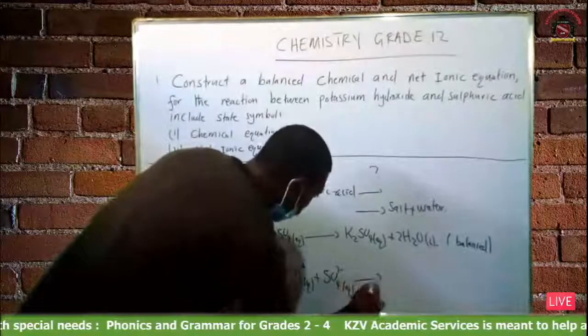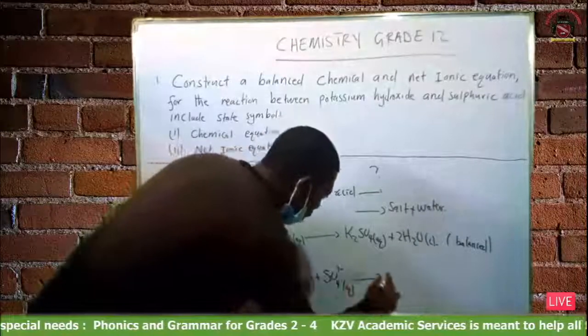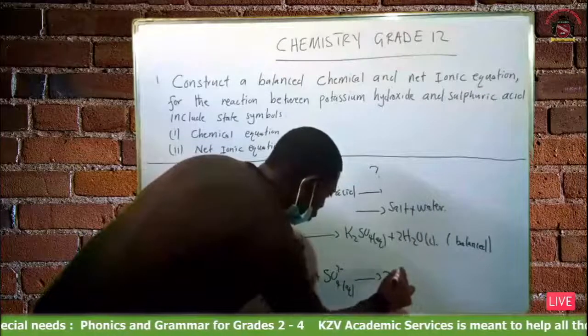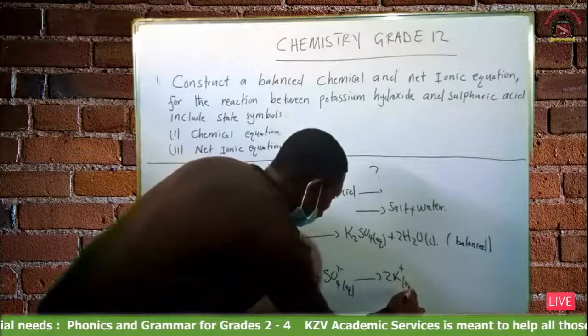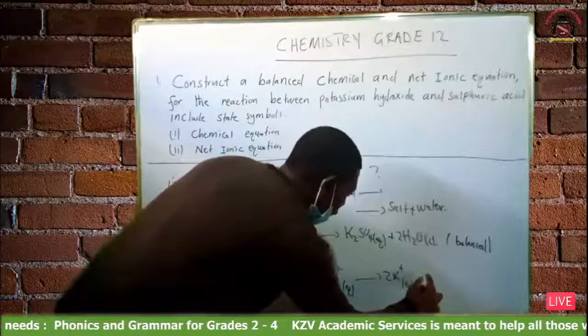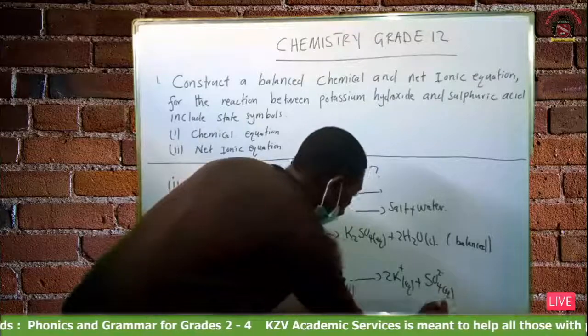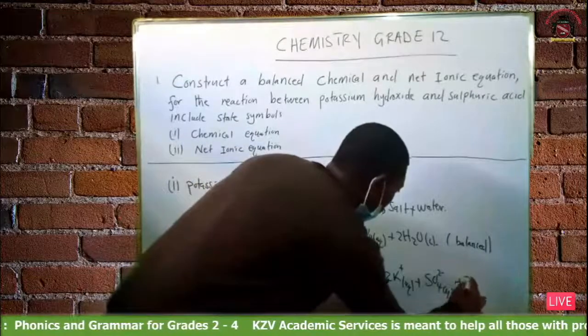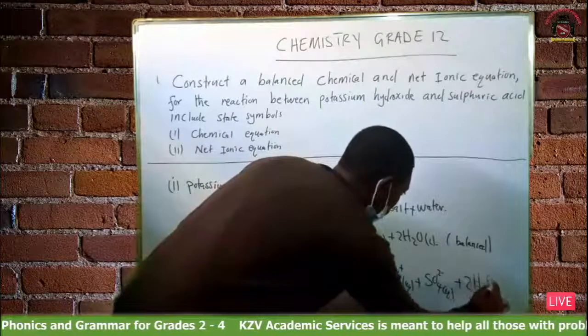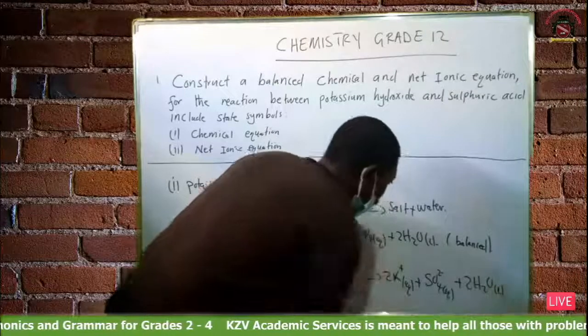And then what we get on this side is 2 moles of potassium ion, which is in aqueous, plus the sulfate ion, which is also in aqueous, and then plus 2 moles of water, and this is just in liquid.